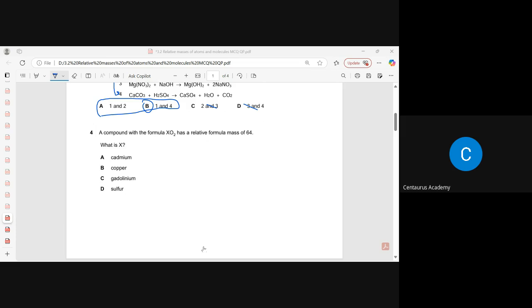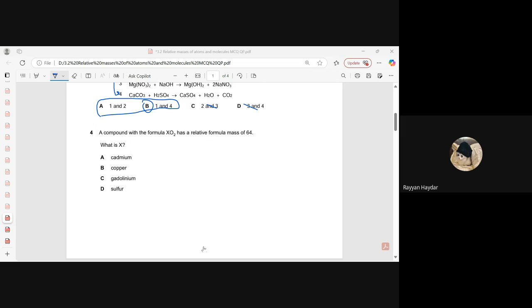Okay, Rayan says D. Why, Rayan? Because if there's two oxygen, that means 16 times 2. 16 times 2 is 32. And 64 minus 32 is 32. And the, what's it called?